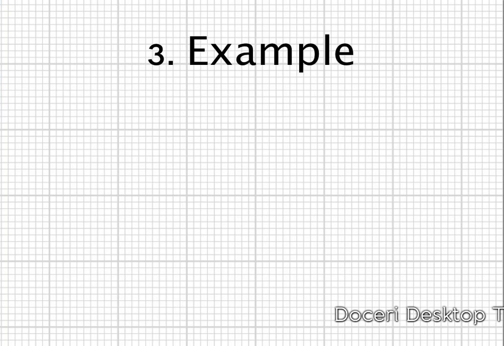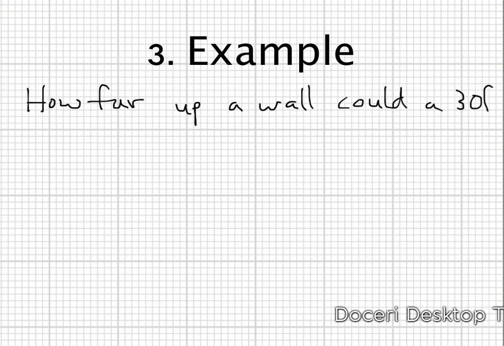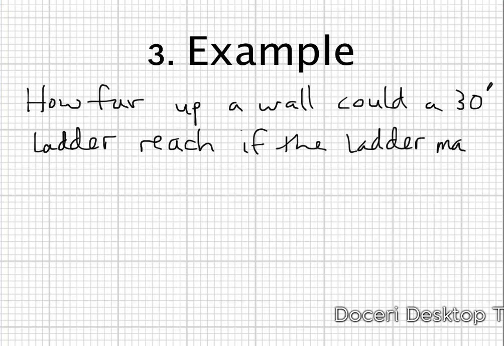Let's say we have a situation that says, how far up a wall could a 30-foot ladder reach if the ladder makes a 70-degree angle with the ground.